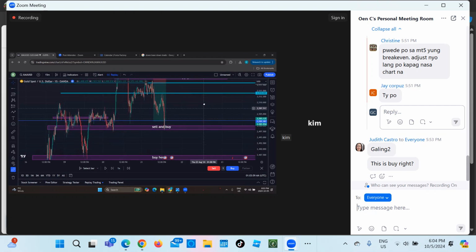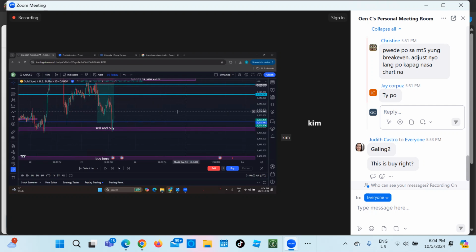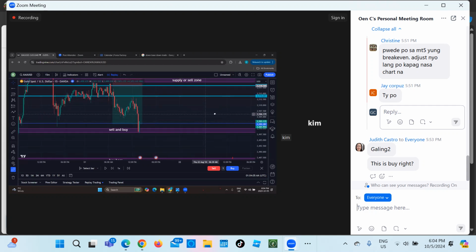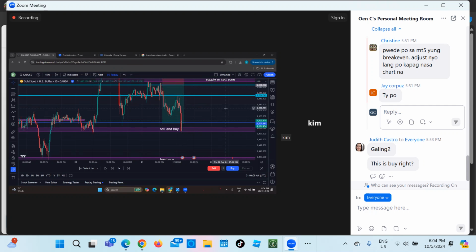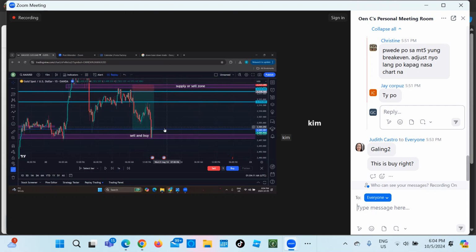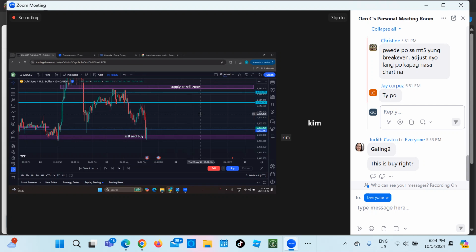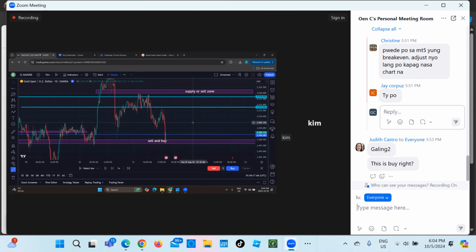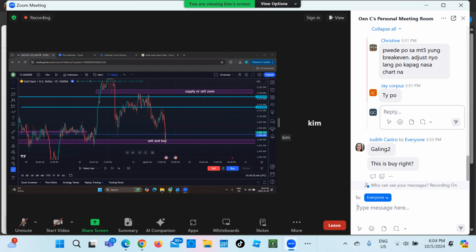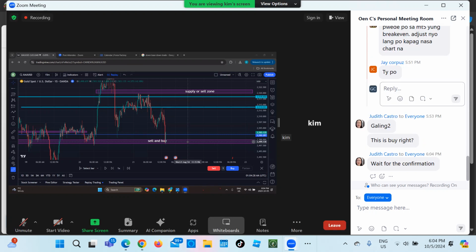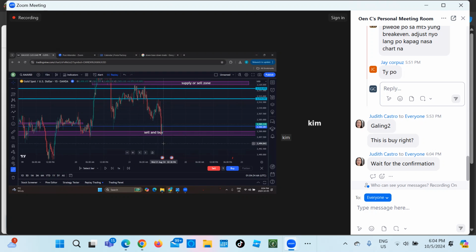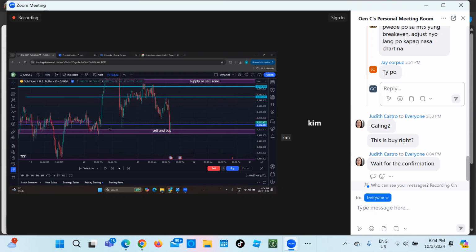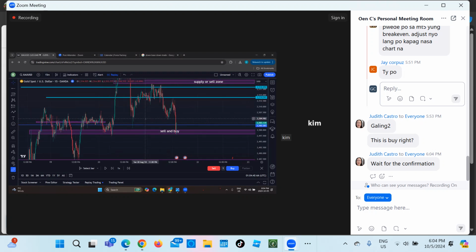There's no sign that tells me that it's gonna buy yet. Kasi isang candle pa lang yun eh. I would say I would monitor that for now. Just like that. Naintindihan nyo guys? Wait for this one's buy. No, this is not buy yet. This is not buy yet.